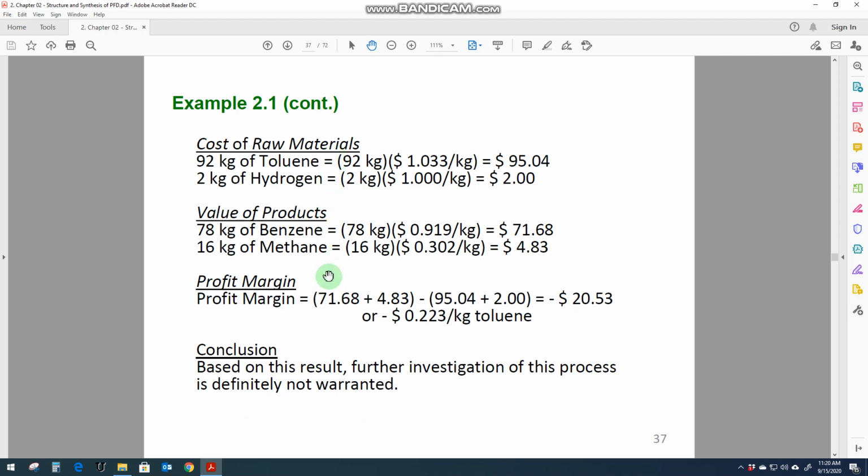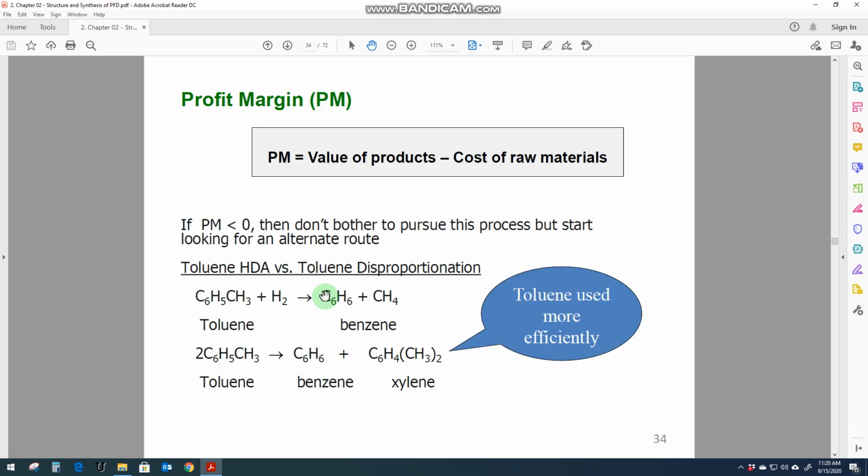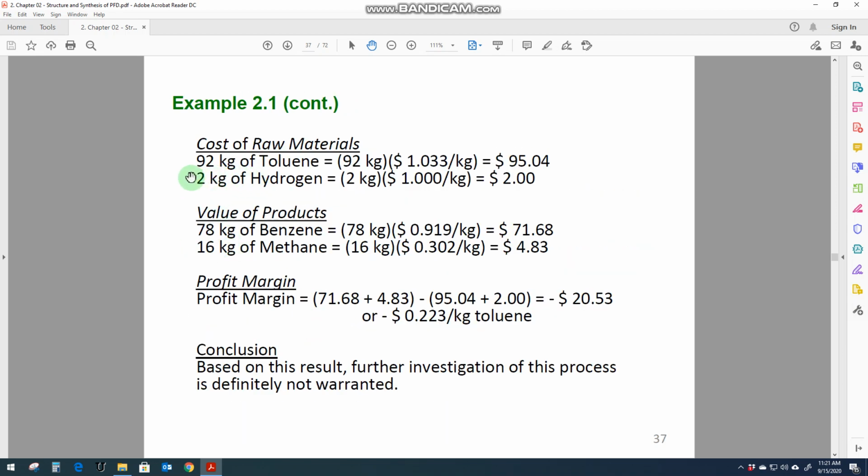If I take you back to the reaction we have here, for 1 kmol of toluene you can work out the weight of the toluene, the weight of the hydrogen, and then the weight of the benzene and methane. We can then calculate the profit margin. So a 1 kmol basis of toluene contains 92 kg of toluene. At $1.033 per kg, 92 kg of toluene will cost you $95.04.